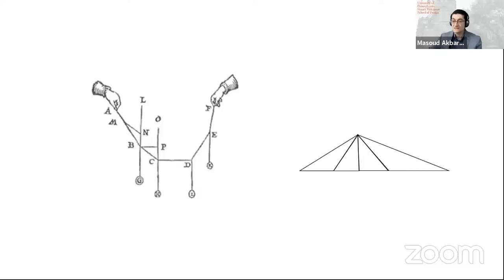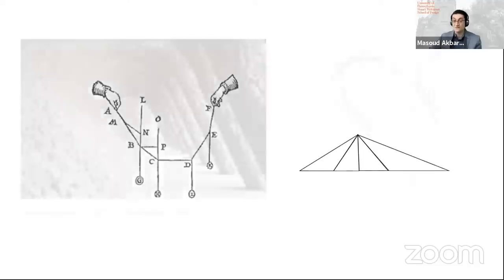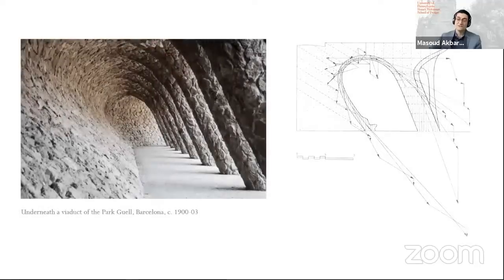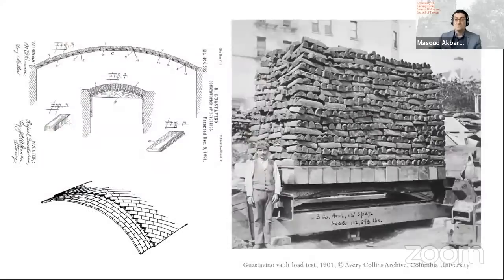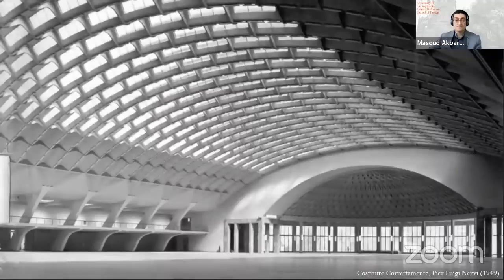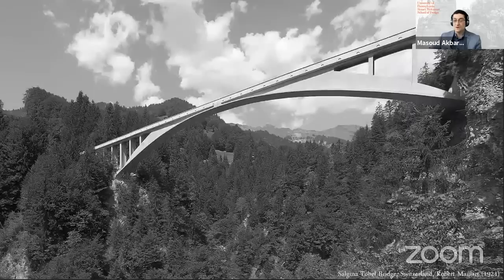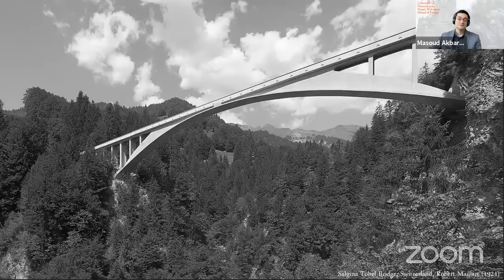Although this method originally existed as a 2D method, the intuitive aspect of the method made it quite popular among many designers and master builders in the design of three-dimensional structures. To mention a few, Antoni Gaudí, Rafael Guastavino, Pier Luigi Nervi, and Robert Maillart, they all used these two-dimensional graphical methods for the design of their three-dimensional structures.